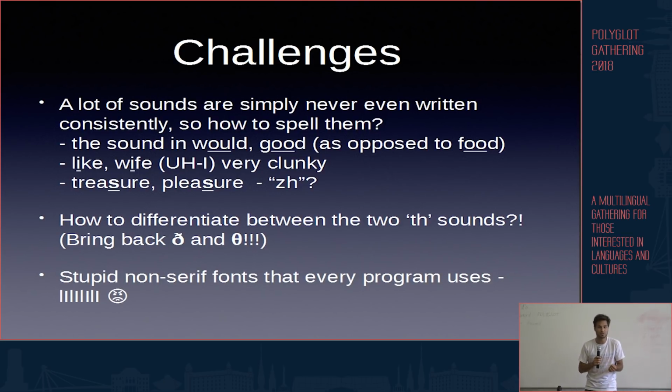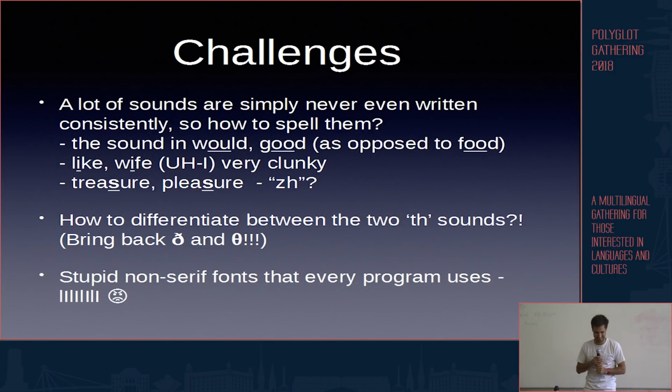And then how do you write the two different TH sounds? Like, Jesus Christ. There are two THs. You have "th" in thin and "th" in the. Very different sounds. If you say "this" and "that" with the wrong one, it's not great. If you say "thin" with the wrong one, it just doesn't sound great. So I think we should bring back the eth and thorn letters from Icelandic, because they existed in Old English and they're beautiful and they work perfectly. But no one would ever accept new letters, right?